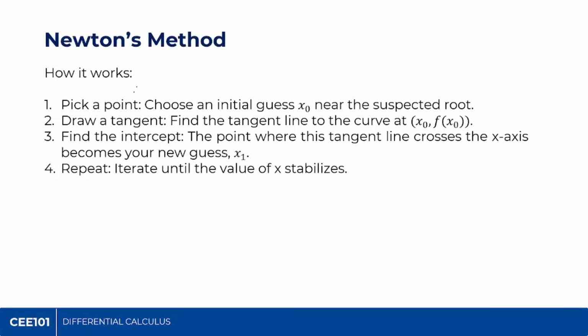So, paano ba nag-work ito Newton's method? Okay, you pick a point. Usually, binibigay na to sa problem and I will be giving this one. You choose an initial guess that will become your x sub 0 near the suspected or yung ina-expect mo na root. Okay? Then, draw a tangent line. You find the tangent line to the curve. Meaning to say, you need to find the first derivative of the given function at that specific point. And then, find the intercept, the point where this tangent line crosses the x-axis, becomes your new guess. Okay, yung x sub n plus 1.